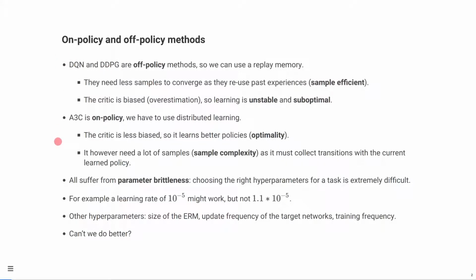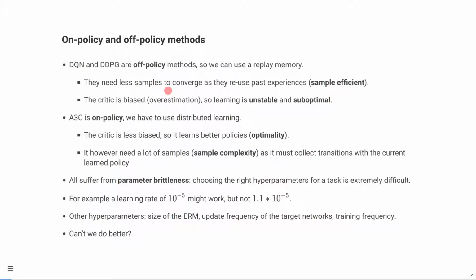So we have seen until now two classes of algorithms, the off-policy and on-policy algorithms. DQN and DDPG were examples of off-policy methods, and they had the main advantage that we could use a replay memory, so reuse past transitions to train the value network or the policy network, depending on the algorithm. Because they reuse past transitions, they don't need as many new ones. So they are more sample efficient. They need fewer transitions to converge to a good policy.